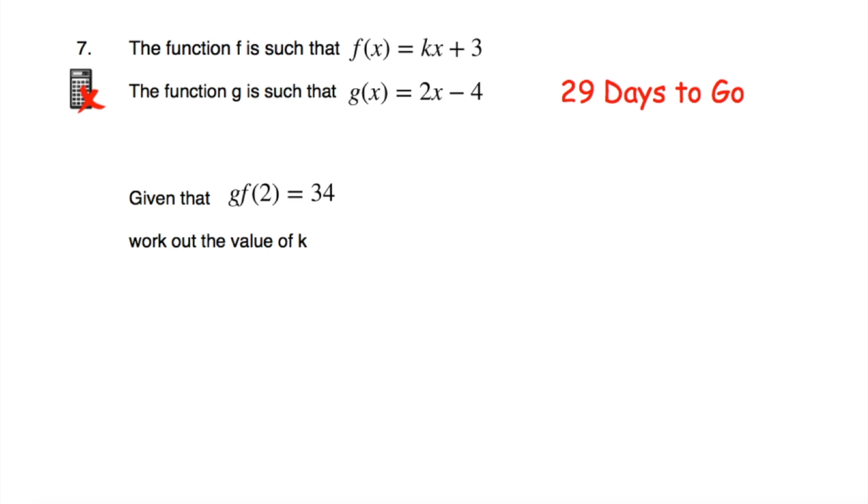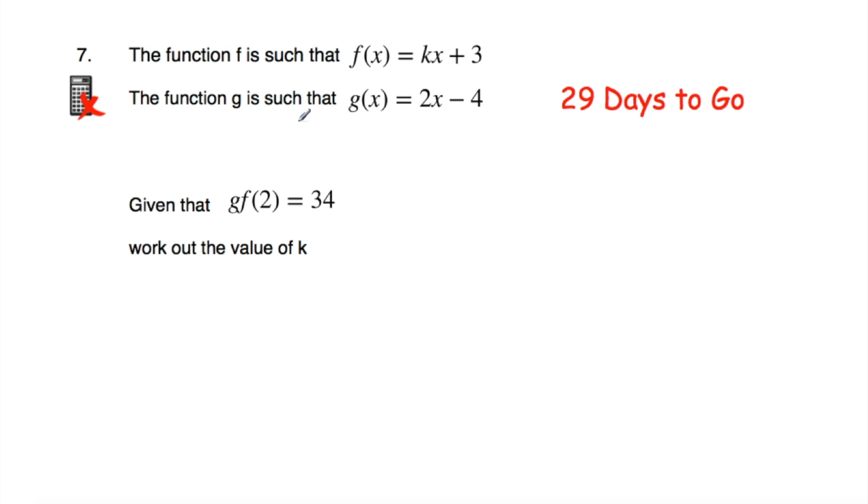Okay, question number 7. Question number 7 is on functions, and it's on composite functions, and we covered composite functions with 29 days to go. We've got f of x, we've got g of x, and we want to find g f of 2. So this is a composite function. It means whenever you put 2 into this composite function, it's equal to 34, and we want to find the value for k.